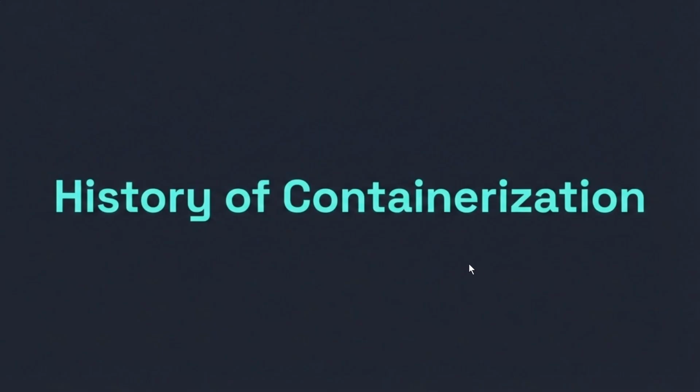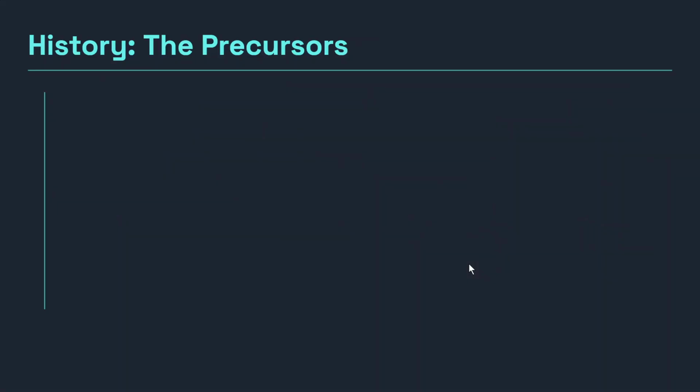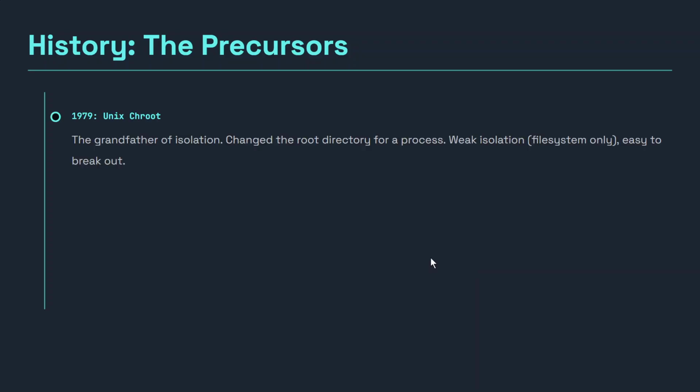Let's talk about the history of containerization. The history of containerization begins with the introduction of Unix Chroot, or change root, in 1979. Let's see how that works.